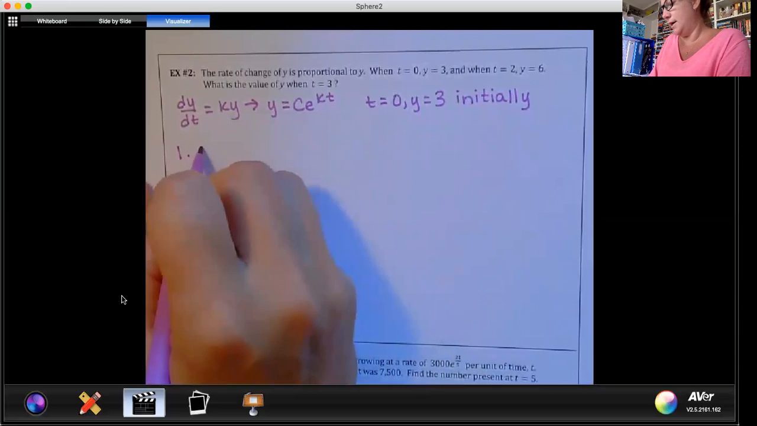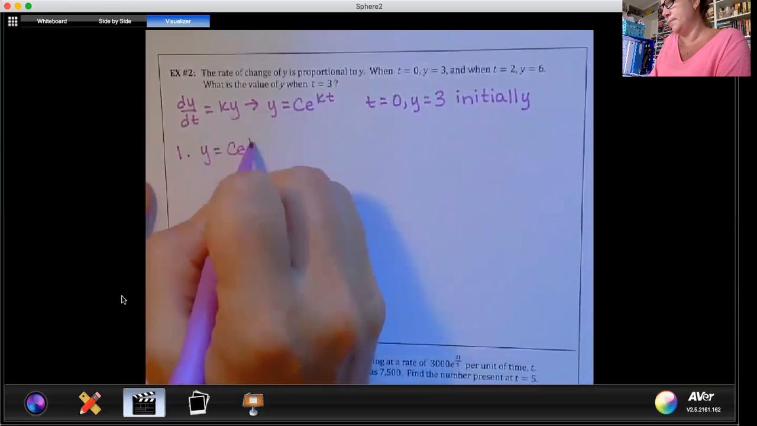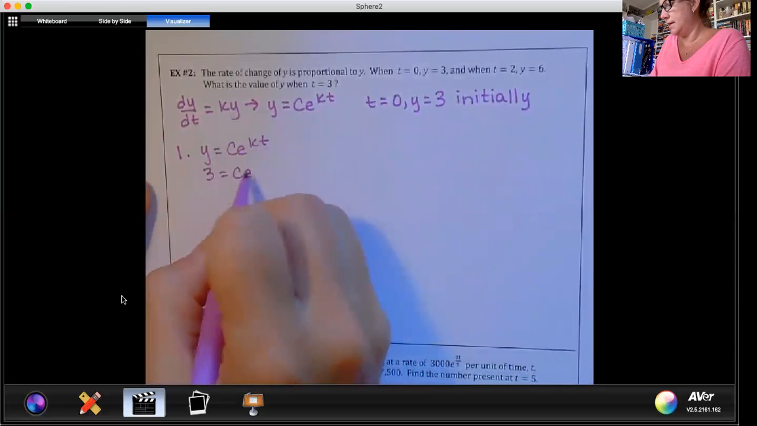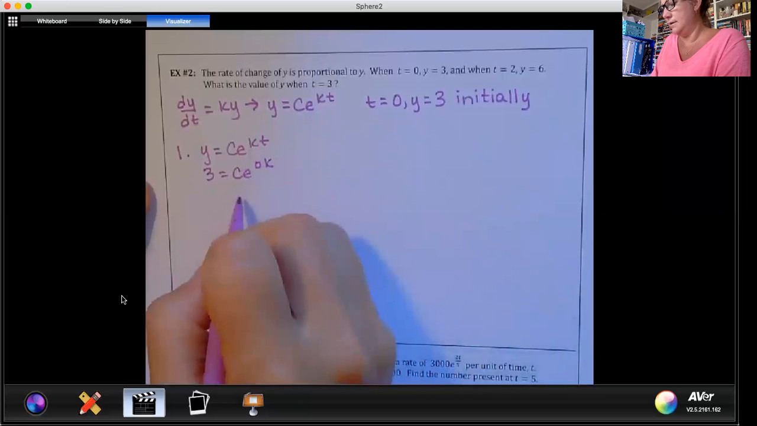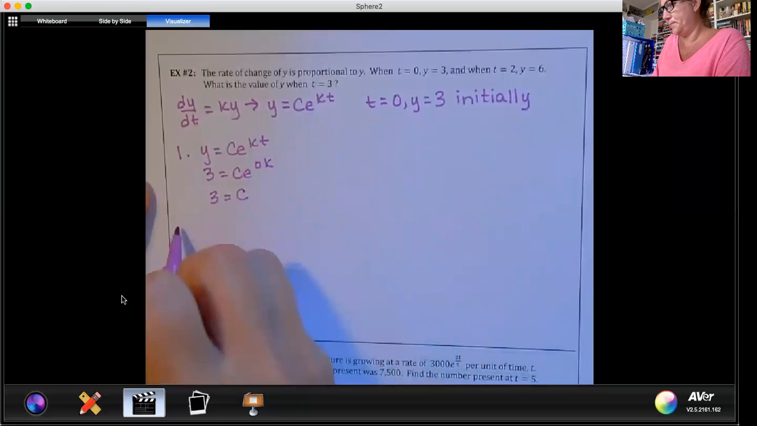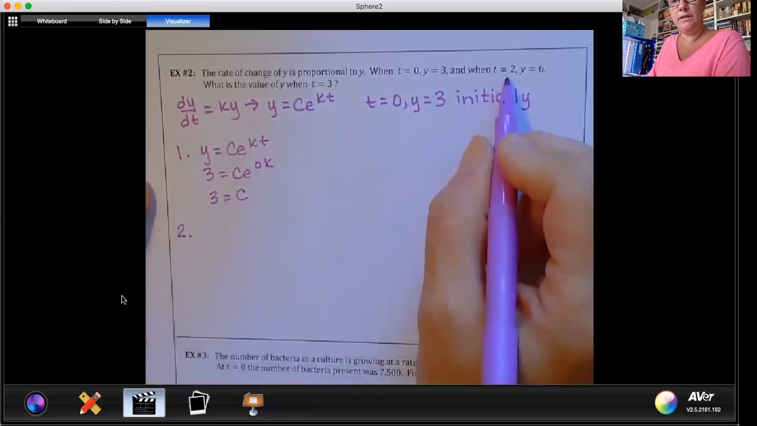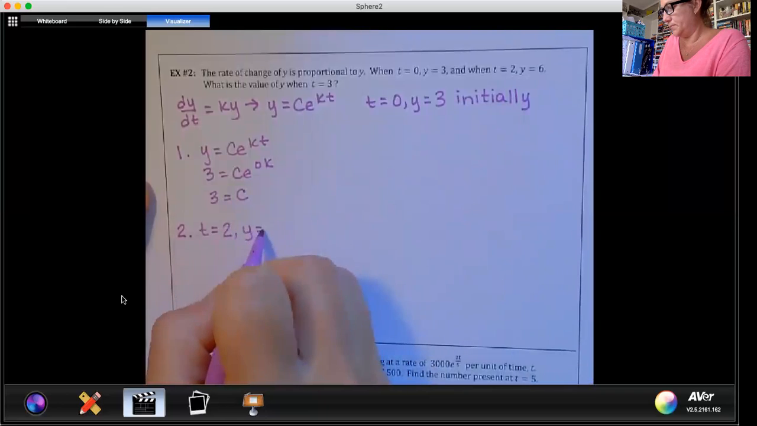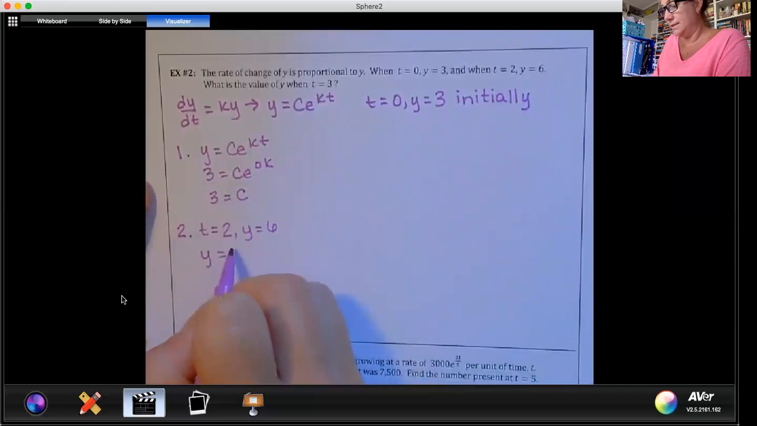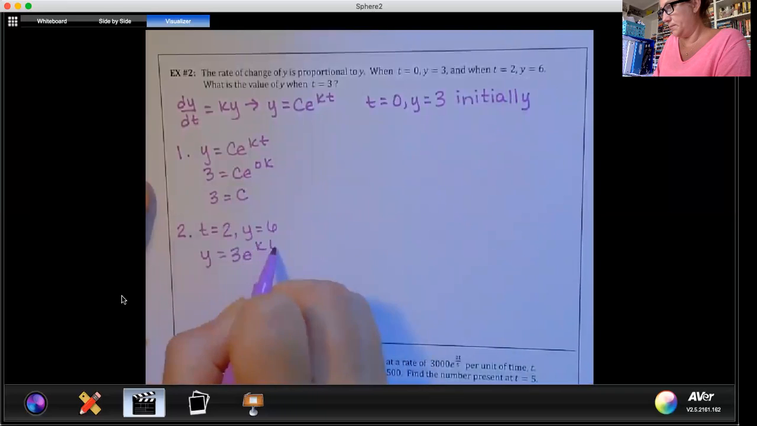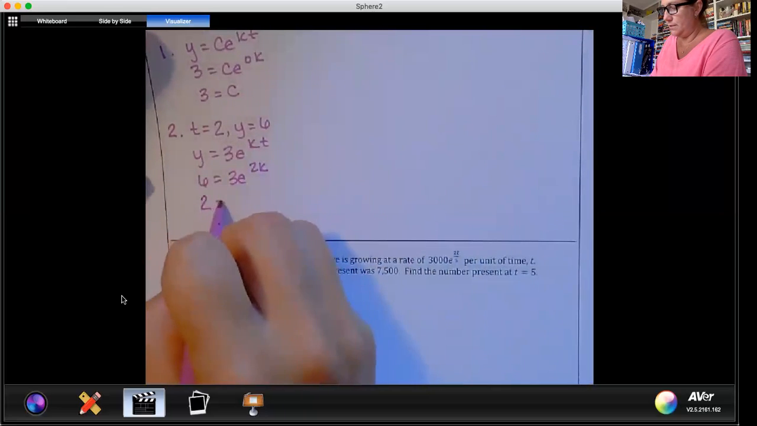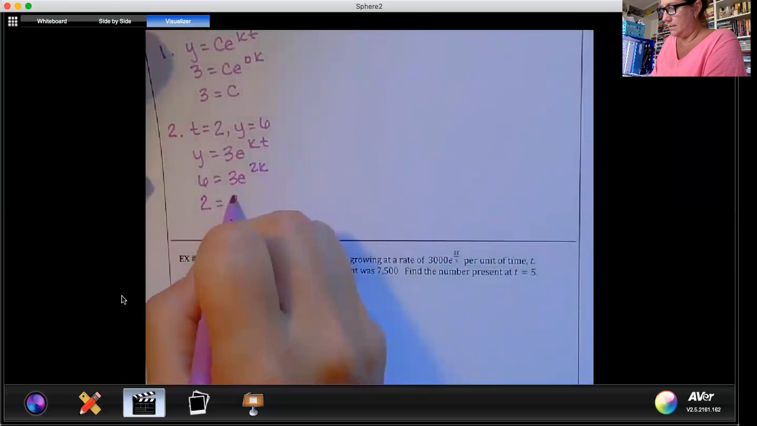So we're going to start with y equals ce to the kt. At 0, 3. So 3 equals ce to the 0k. So c is equal to 3. Then we're going to use t equals 2 and y equals 6. y equals, c is 3. So 6 equals 3e to the 2k. 2 is equal to e to the 2k.